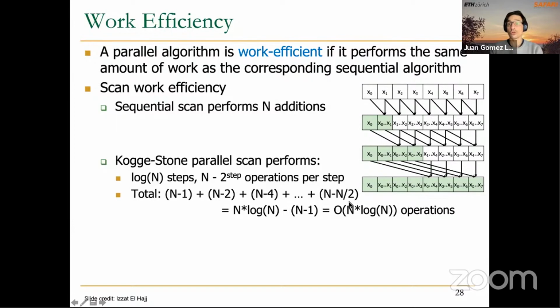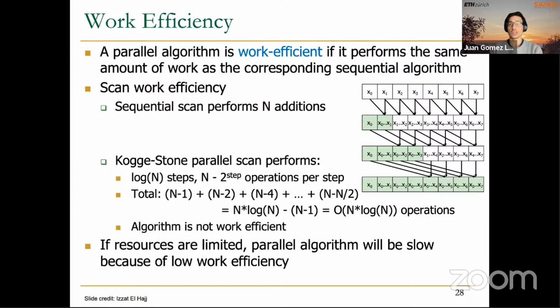And this is in the order of magnitude of n times log n operations. So the algorithm is not work efficient. Why is that? Because it needs more operations than the original sequential scan. So it's not work efficient. And the problem with that is that this parallel algorithm might end up being very inefficient in case we are limited in resources.